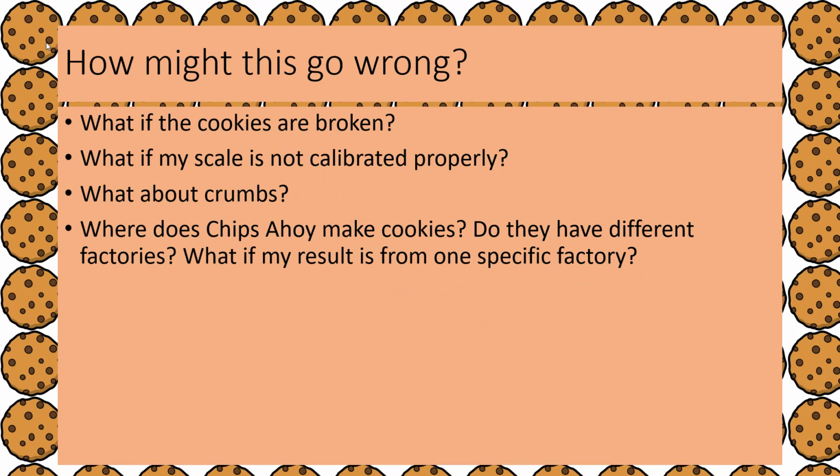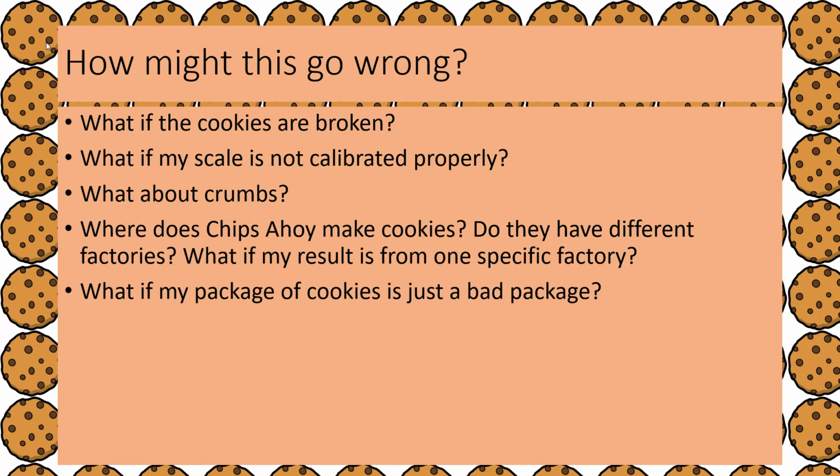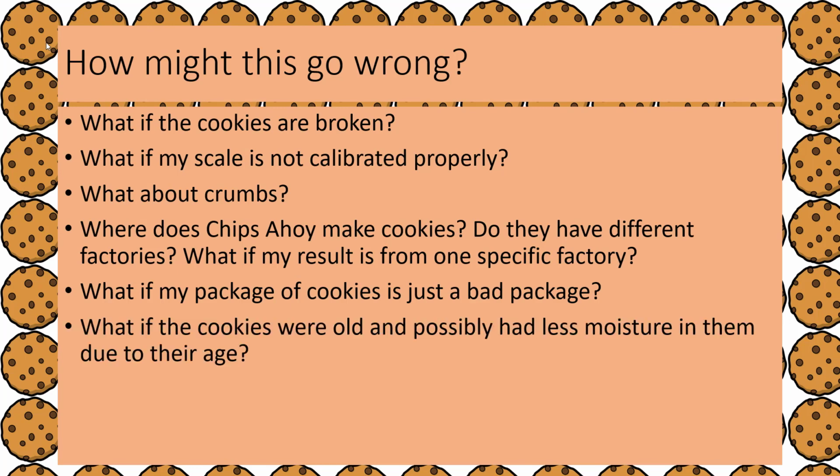Where does Chips Ahoy make cookies? Do they have different factories? What if my cookies came from one factory and it makes me think that everything's all good, but maybe if you come from a different factory, there's a different result? What if I just got a bad package of cookies? This happens sometimes with anything, like you buy something and it's just bad and it got through the inspection process and didn't fail. Maybe the cookies got old. Maybe they had less moisture in them due to their age. There's just, as you see, a lot of what ifs here. What if this happened? What if this happened? These are the ideas that you need to express to me for your first submission.